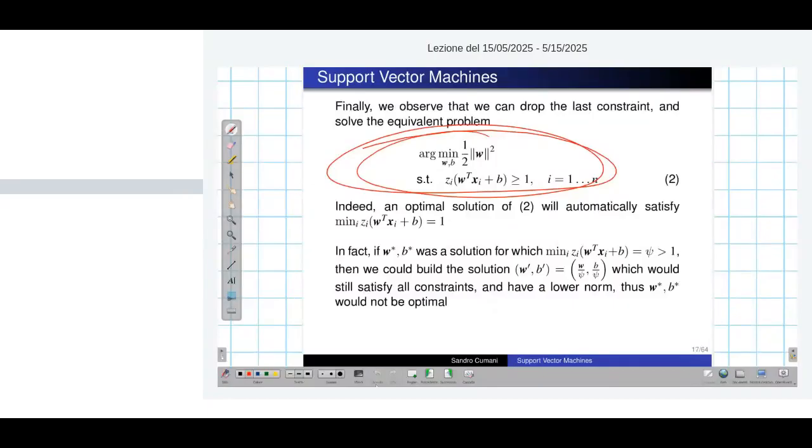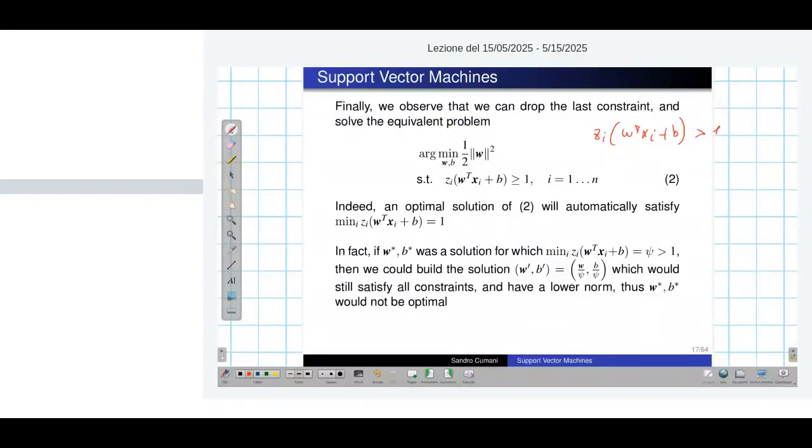Because let's imagine we have two options. Either all these constraints must be satisfied. So either there is at least one point such that Zi (W transpose Xi plus B) is exactly equal to 1, and then that means that the minimum over i of this is equal to 1, so the problem becomes again equivalent, or this point does not exist. But if this point does not exist, it means that for all samples, Zi (W transpose Xi plus B) is greater than 1, strictly greater.